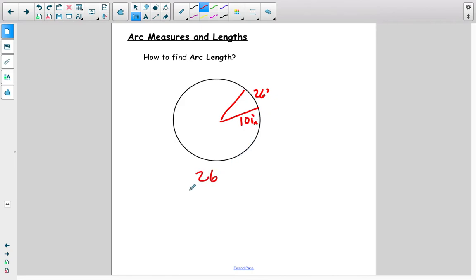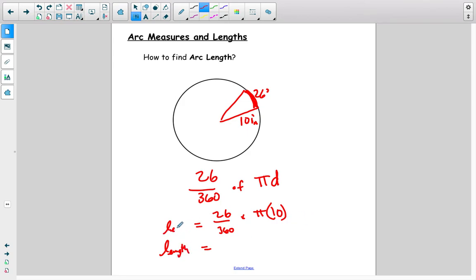So 26 out of a total of 360 is what I'm looking for. This arc is a fraction, a small piece of the entire circumference. So this fraction of the circumference, which once again is pi times diameter. Okay, so in this particular instance, it would be 26 over 360 times pi times diameter of 10. And you multiply all this stuff together and you'd end up getting the arc length.